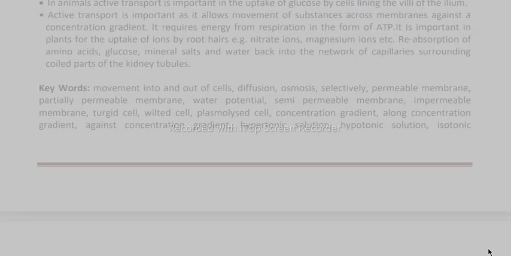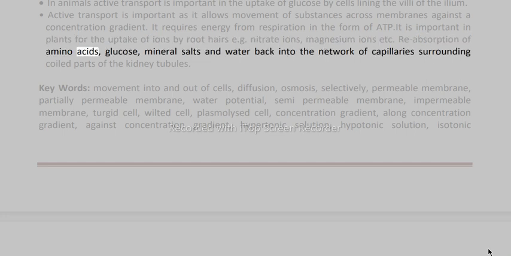In animals, active transport is important in the uptake of glucose by cells lining the villi of the ileum. Active transport is important as it allows movement of substances across membranes against a concentration gradient. It requires energy from respiration in the form of ATP. It is important in plants for the uptake of ions by root hairs, e.g. nitrate ions, magnesium ions, etc.